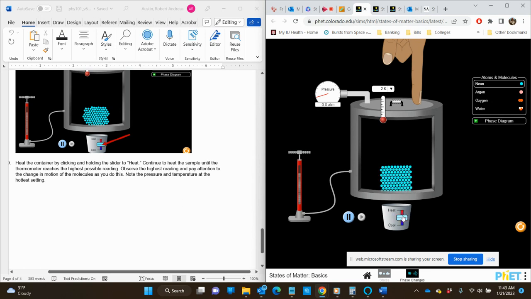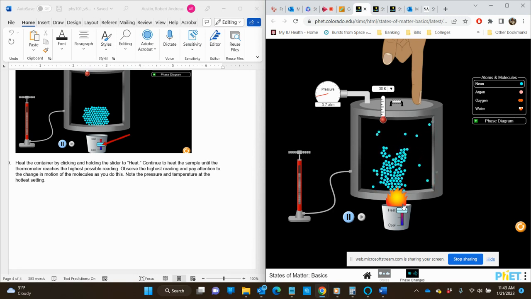Now heat the container by clicking the slider to heat. Continue to heat the sample until the thermometer reaches the highest possible reading. Observe the highest reading and pay attention to the changes in the motion of the molecules as you see this. Note the pressure and temperature at the hottest setting. So heat this up until you can't heat it anymore.